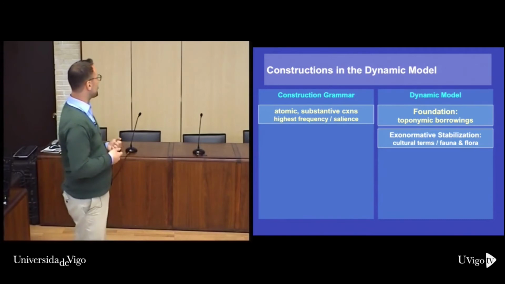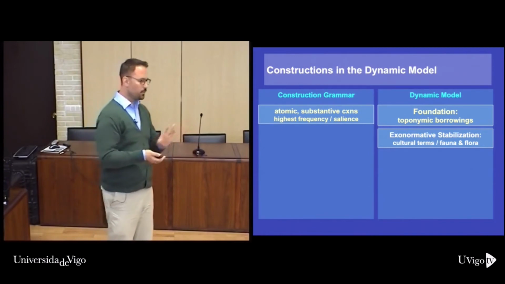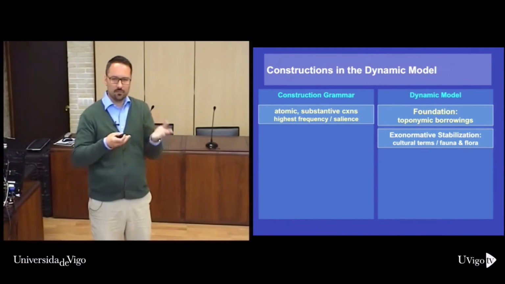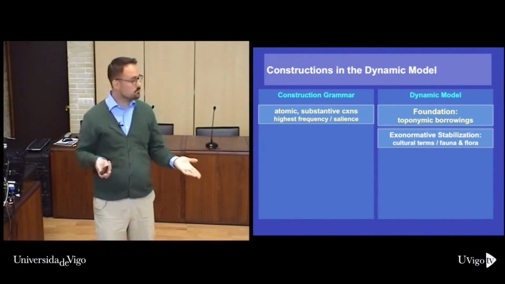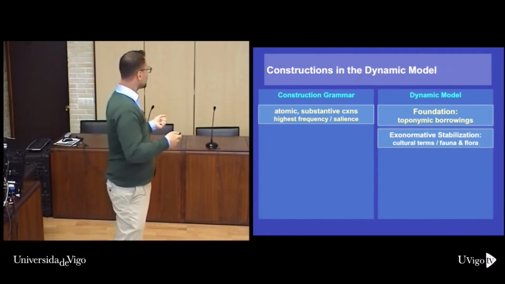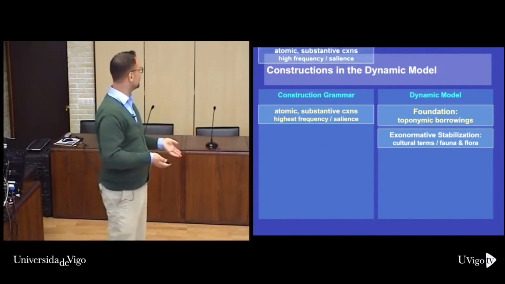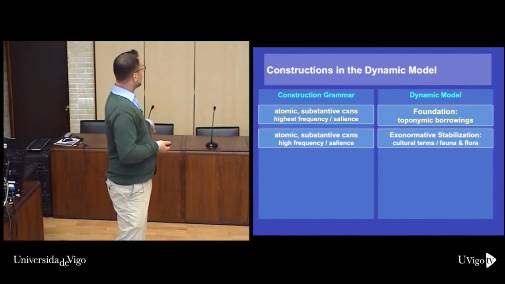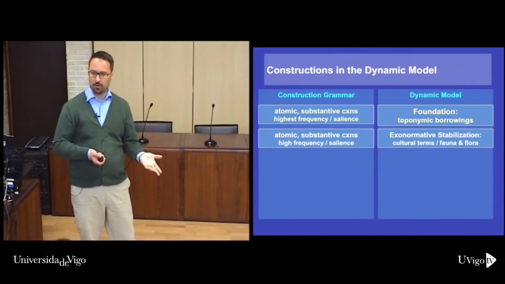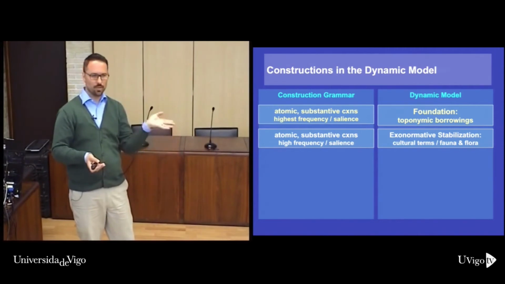That's the first stage. Exonormative stabilization, the British plus X identity, they've already stayed a bit, there is a bit more contact between indigenous and settlers. You get things which, again, are sort of local. So now cultural terms, tipi, raccoon, fauna, flora. Now you also talk with the people about the kind of animals that you hunt and so on. And again, we get atomic substantive constructions which have a high frequency. Okay? And these are again just borrowed as constructions, and they're easily incorporated because they're form-meaning pairings, you take them as a whole and you use them in your constructicon.